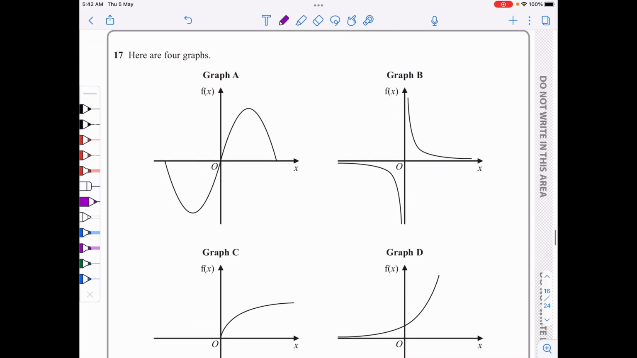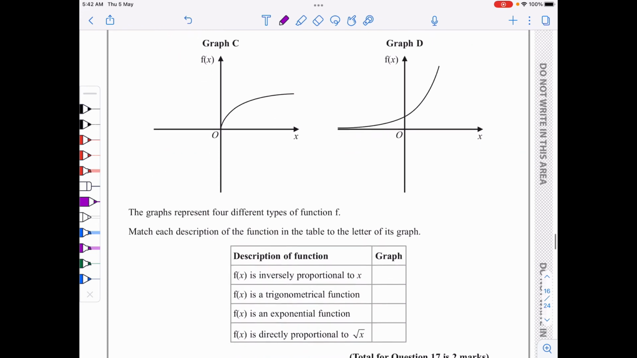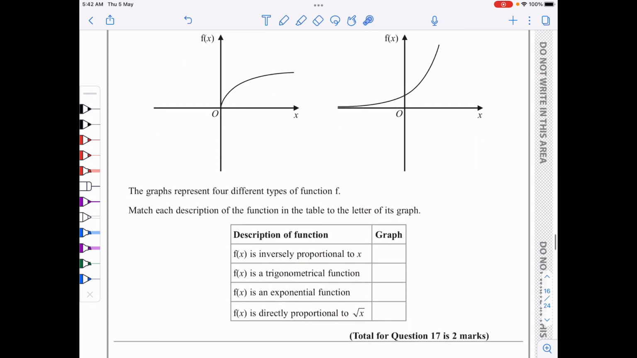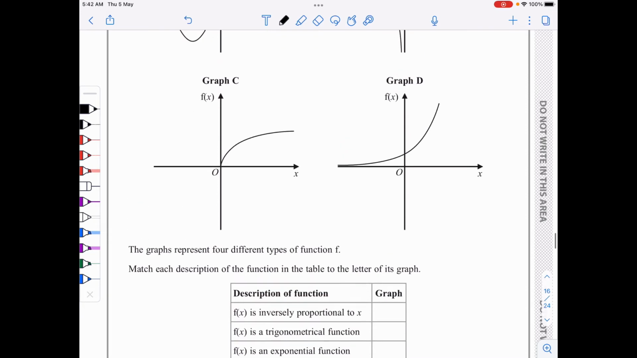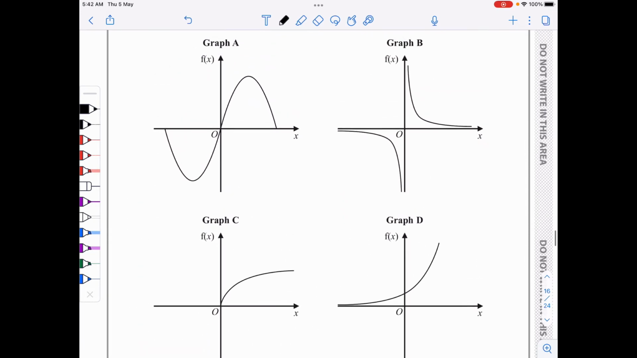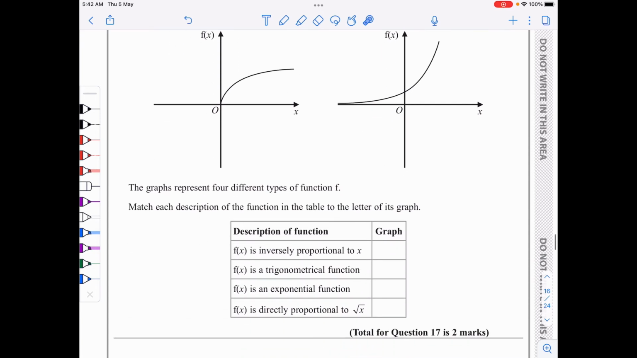In 17, we've got 4 graphs, A, B, C, D, and we need to match them according to this table here. It says f of x is inversely proportional to x, which means that as x increases, y decreases, and it's graph B. Notice that as x goes to the right, as x increases, y goes down. So this is an inverse relationship between y and x, so it's a B.